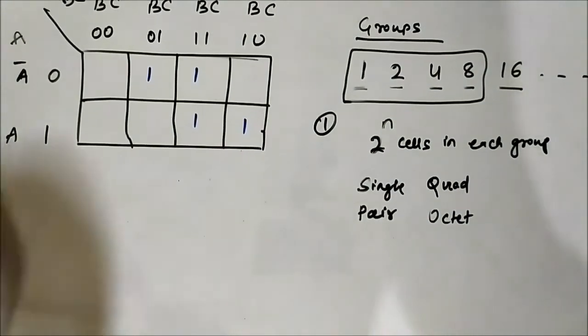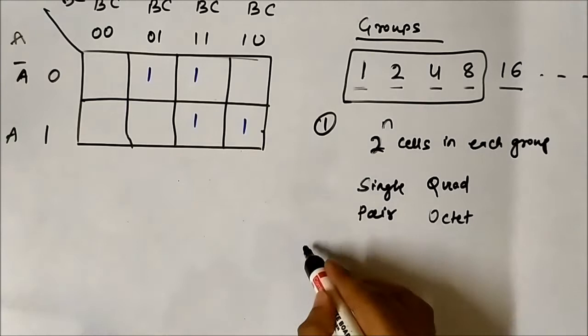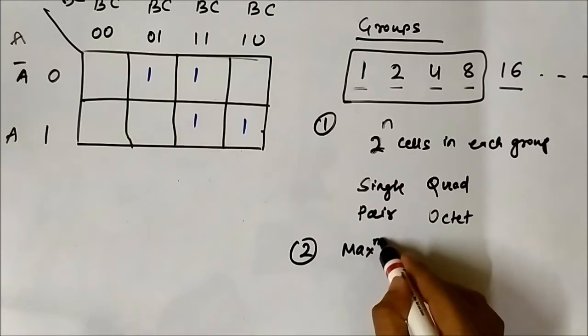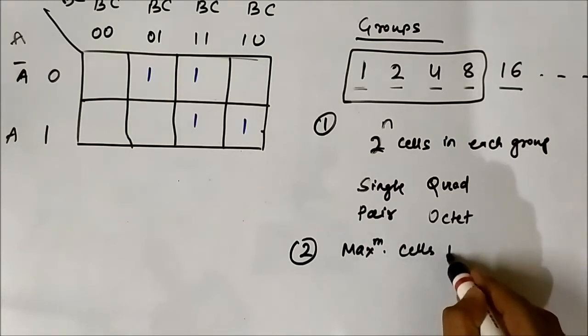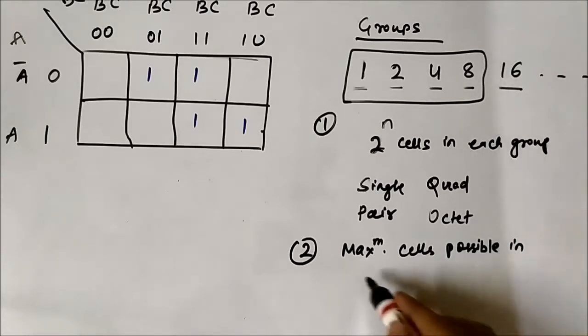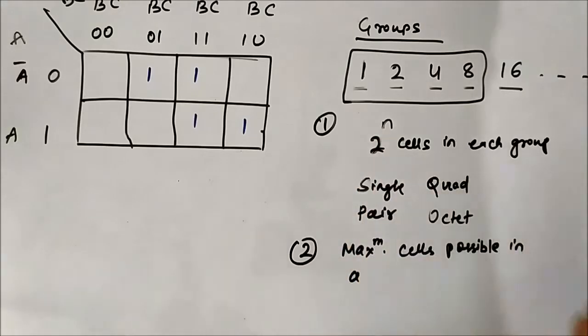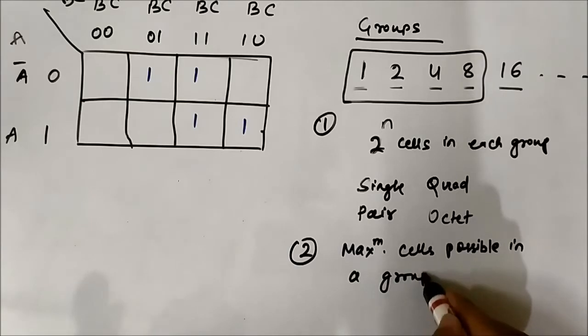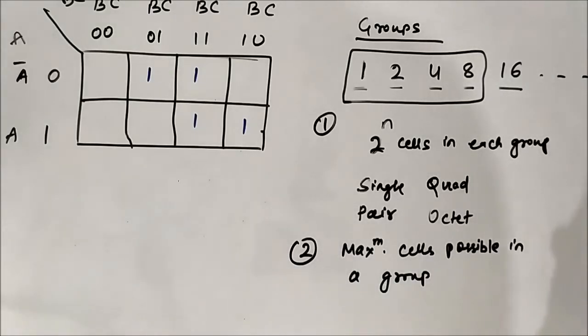The second condition is that you have to accommodate the maximum number of cells possible in a group. A group should contain the maximum number of adjacent cells that is possible. So it should be as large as possible, obeying the rules, of course. Following the rules, the group should accommodate the maximum possible adjacent cells.